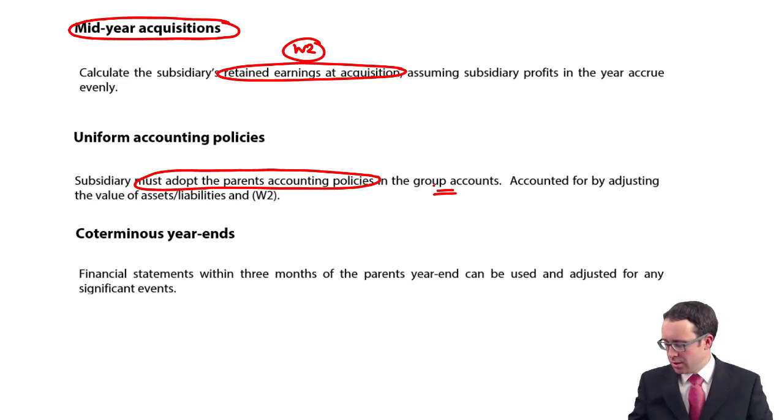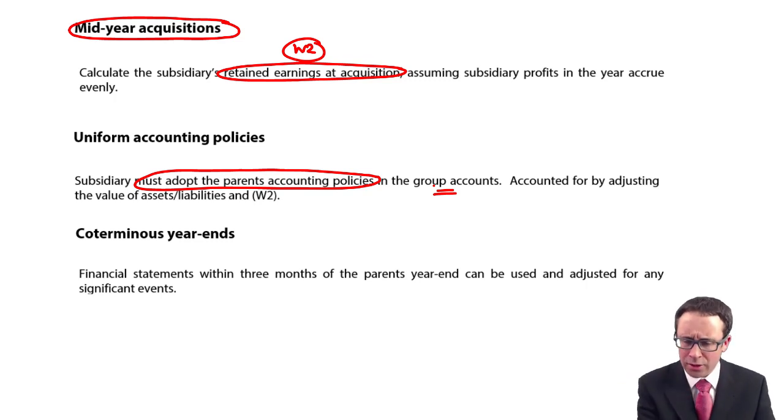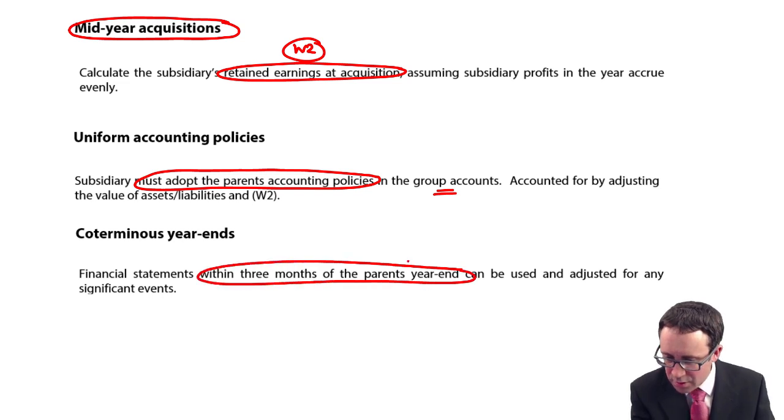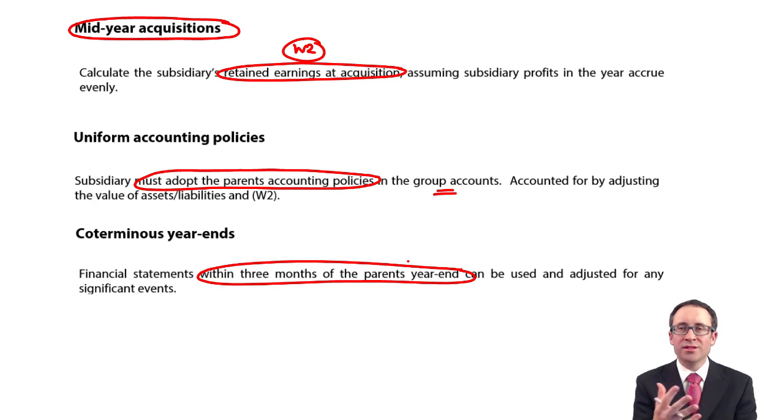Coterminous year ends. In an ideal world, this is the parent's year end, that's the subsidiary's year end. In reality, the year ends might be different. What you've got there is that you can still consolidate them as long as it is within 3 months of the parent's year end. That's deemed to be not too significant to cause any lack of relevance and usefulness within the accounts. However, if there are any significant financial events that have happened, then we need to adjust for them.